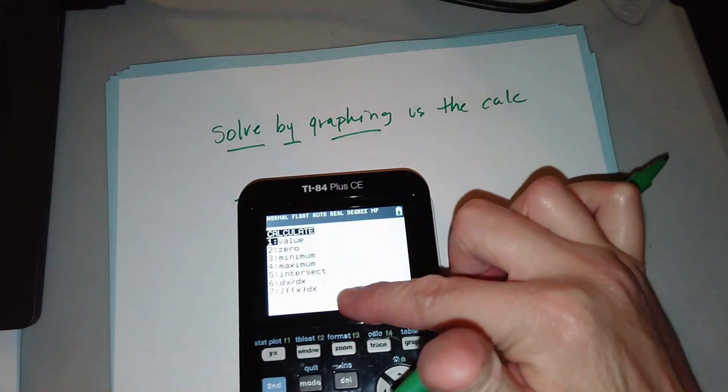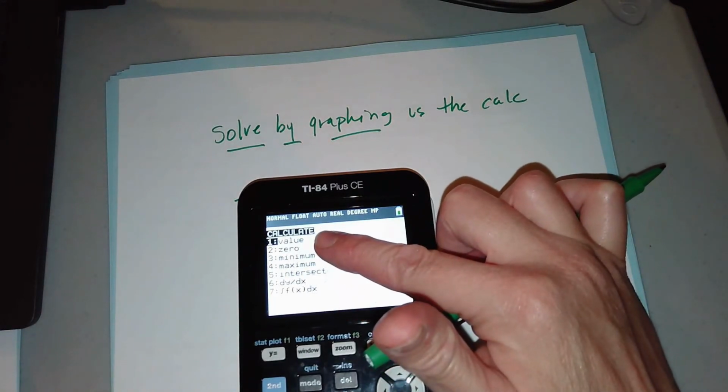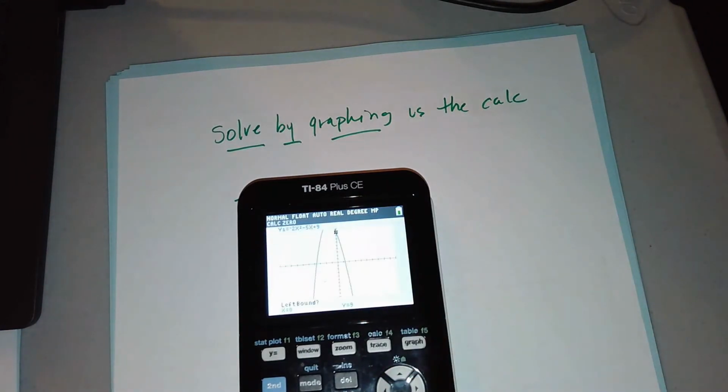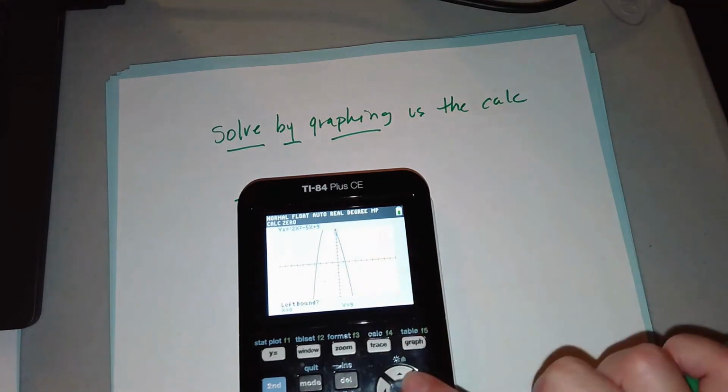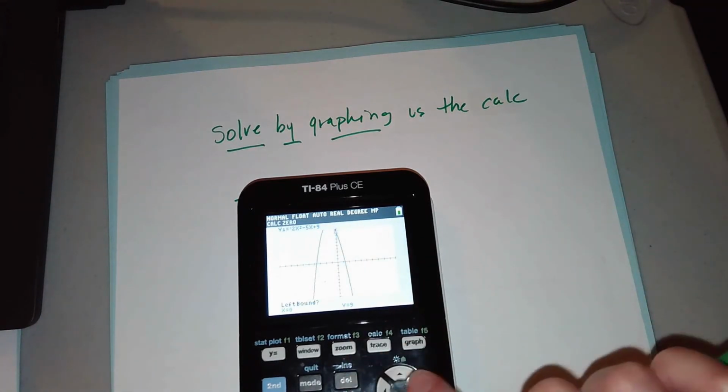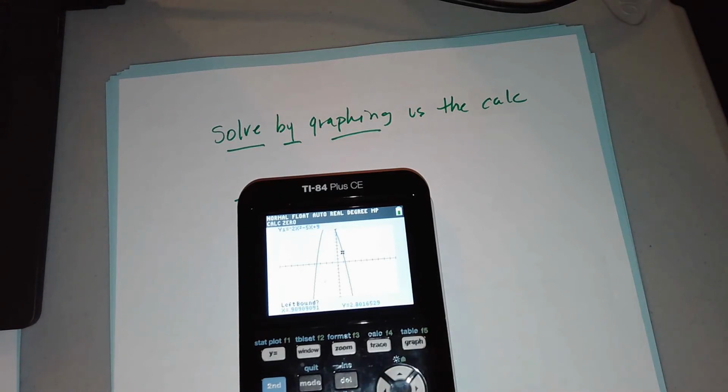You bring up the screen. We are looking for zeros, so you're going to hit number 2. You see how you have a cursor here. You only want to use your left and right arrow keys, and that's just because it moves along the parabola as opposed to moving off the screen a little bit.